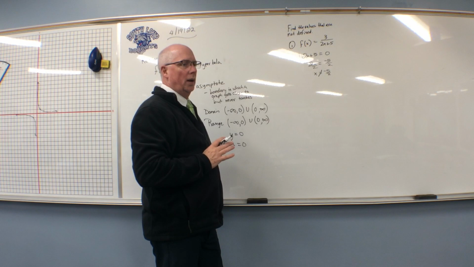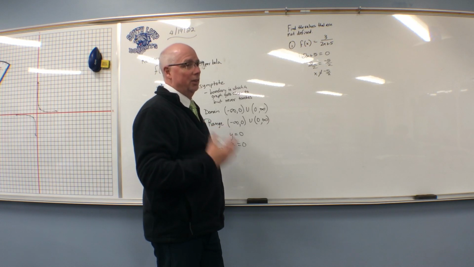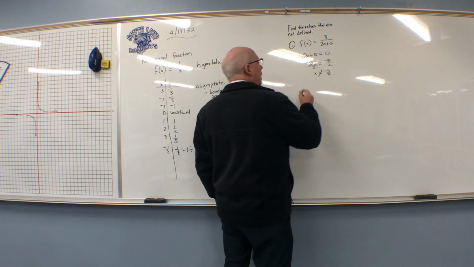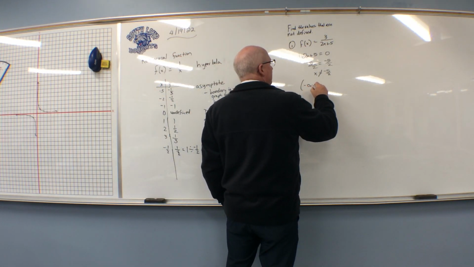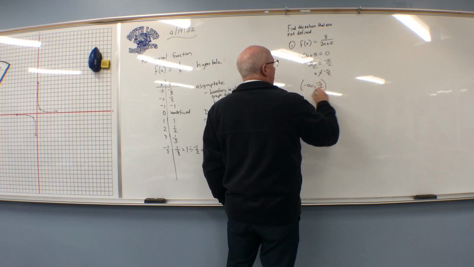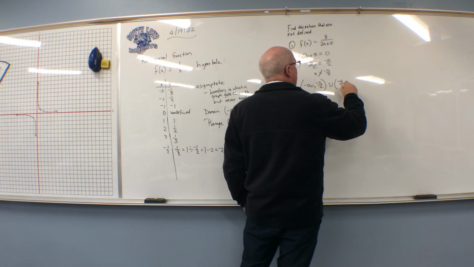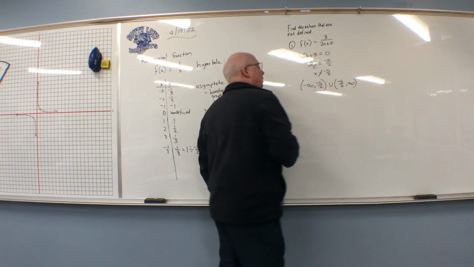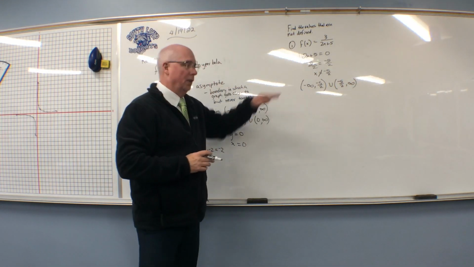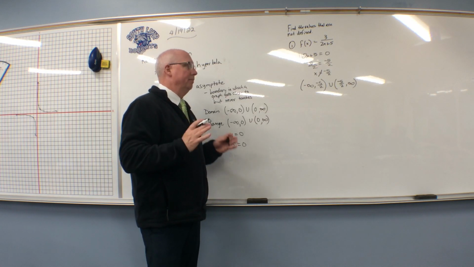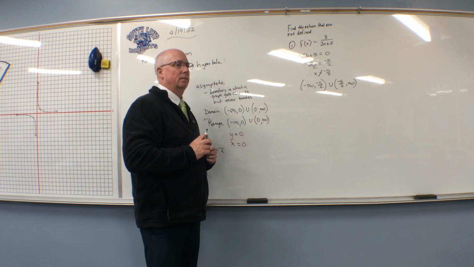Now what I want to do is write it in interval notation for you, because this is going to be our domain. And so you have to learn to write it in interval notation. So we're going to go from negative infinity to negative 5 halves, okay? And we're going to union negative 5 halves to infinity. So that means that right there says everything but negative 5 halves.